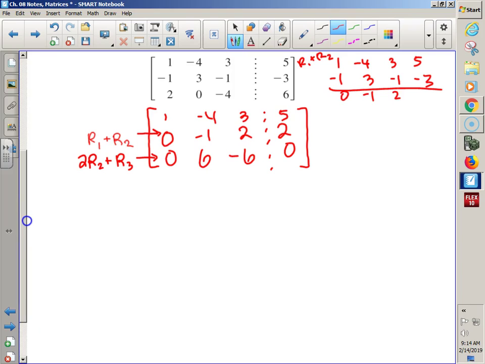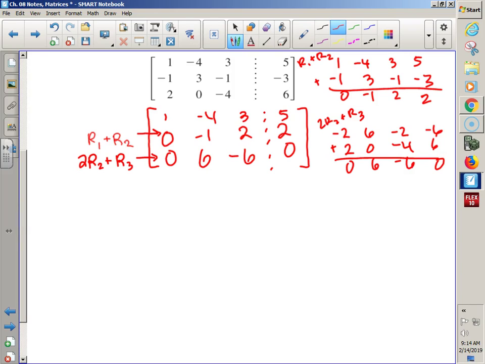And you could get 0, -1, 2, positive 2. You could get this and then go put it in, right? You could do 2 times R2 plus R3. And you could say I'm going to take all of R2 and multiply it by 2, multiply by 2, multiply by 2, multiply by 2, and then take R3 and write it down. Could you do this? Yeah, and what'd you get? 0, 6, negative 6, 0.